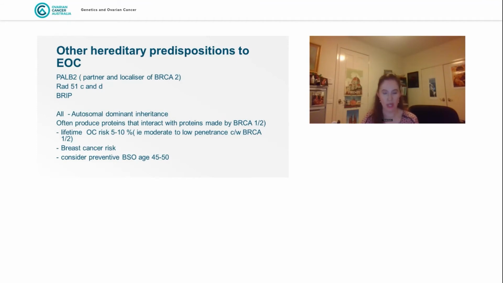The lifetime risk of ovarian cancer is what we call low penetrance, meaning there's only a 5 to 10% risk. In contrast, BRCA1 is said to be a high penetrance, where if you have the gene change, you can have up to a 40% lifetime risk. They all three are associated with some increase in breast cancer risk, and there are preventive options for family members that carry the same gene change to have a salpingo-oophorectomy, albeit at a bit of a later age.